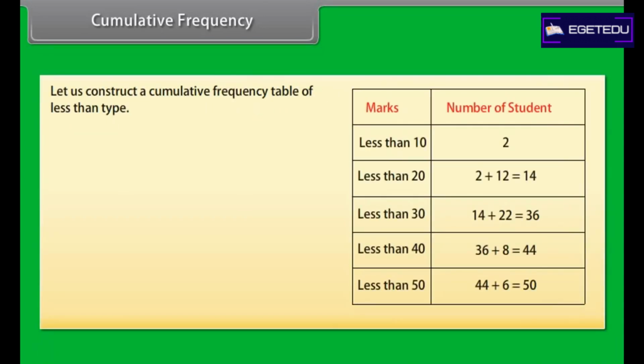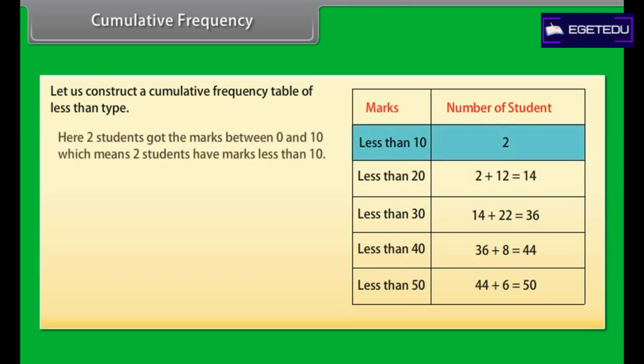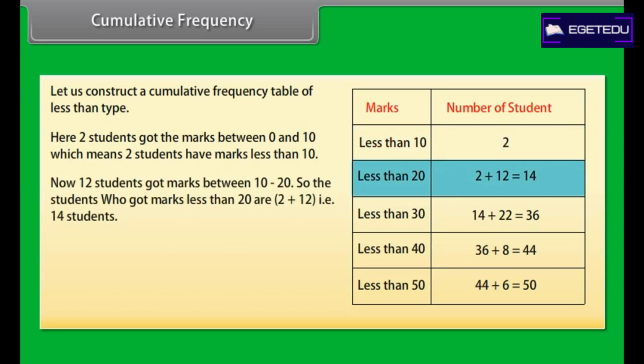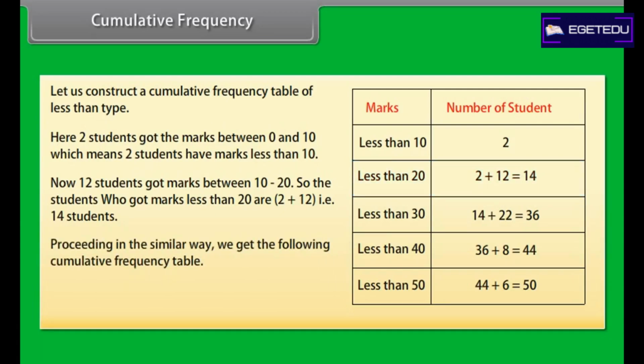Let us construct a cumulative frequency table of less than type for the above data. Here 2 students got the marks between 0 and 10, which means 2 students have marks less than 10. Now 12 students got marks between 10 to 20. So the students who got marks less than 20 are 2 plus 12, that is 14 students. Proceeding in the similar way, we get the following cumulative frequency table. For marks less than 10, number of students are 2.